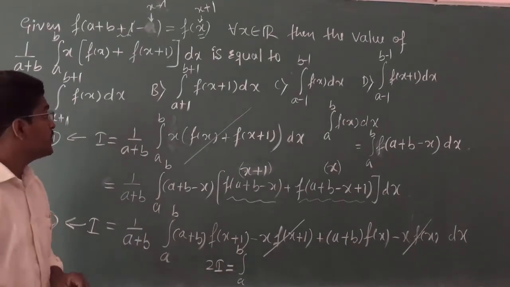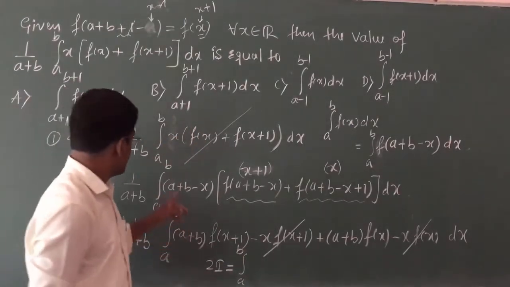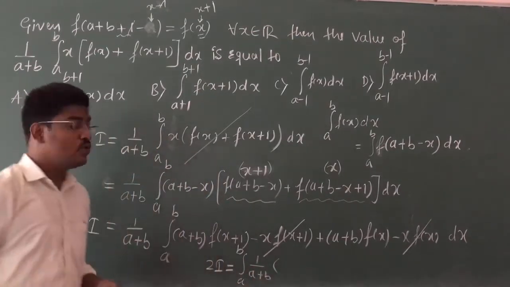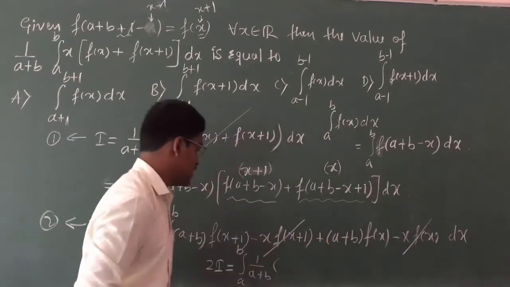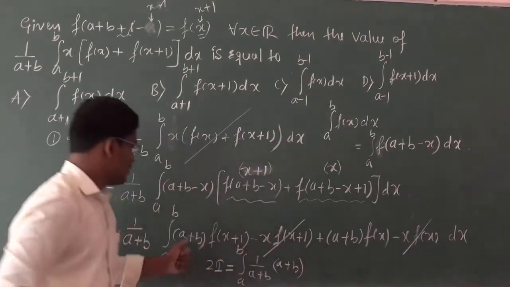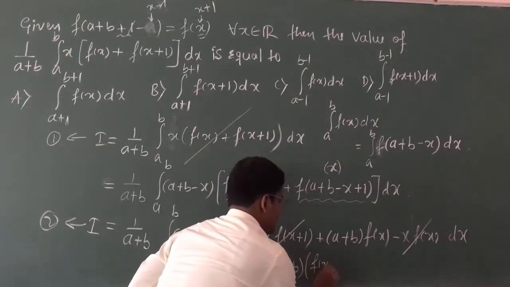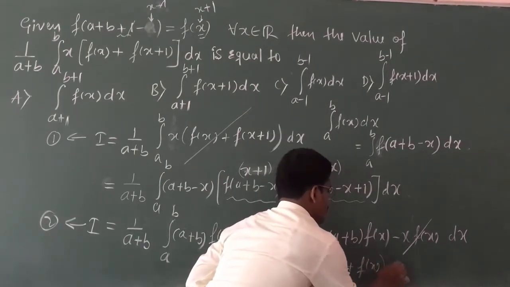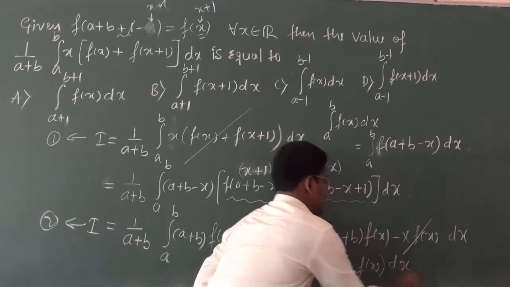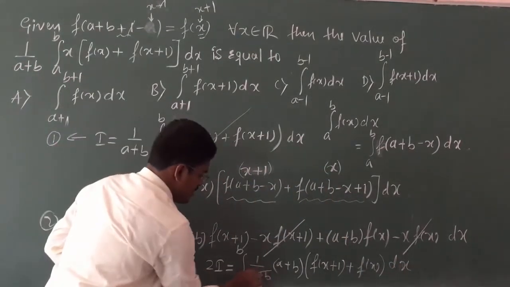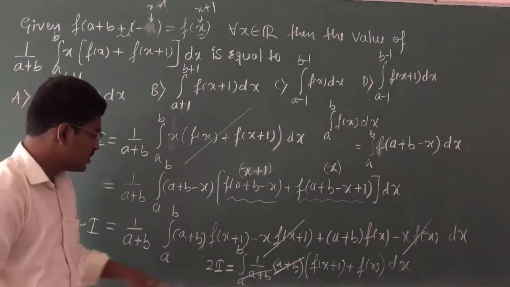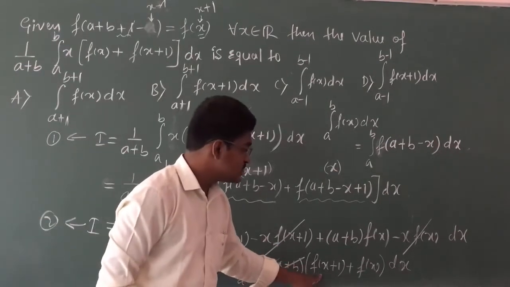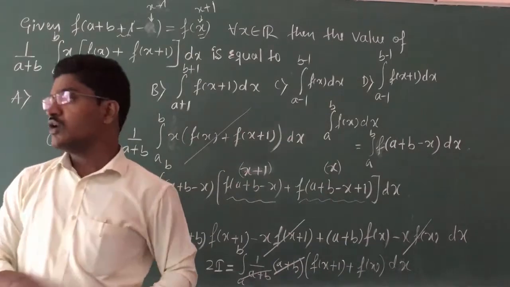that is equal to integration from a to b, this complete term is cancelled, no problem. Here 1 by a plus b into a plus b is common, f of x plus 1 plus f of x with respect to dx. Clear? So now clearly I will cancel a plus b and a plus b. What you got? 2i equal to integration from a to b f of x plus 1 plus f of x dx you have got.